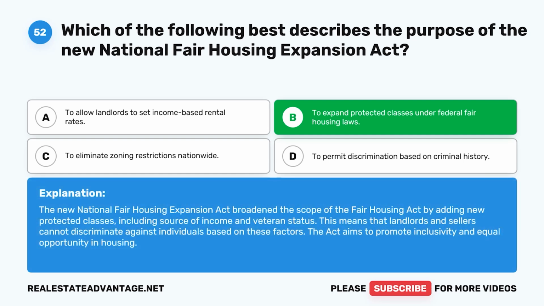The new National Fair Housing Expansion Act broadened the scope of the Fair Housing Act by adding new protected classes, including source of income and veteran status. This means that landlords and sellers cannot discriminate against individuals based on these factors. The Act aims to promote inclusivity and equal opportunity in housing.